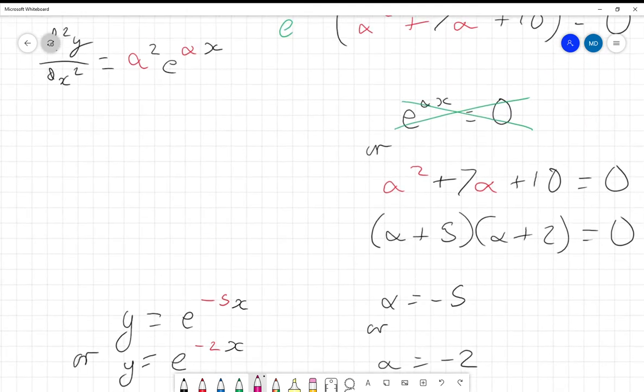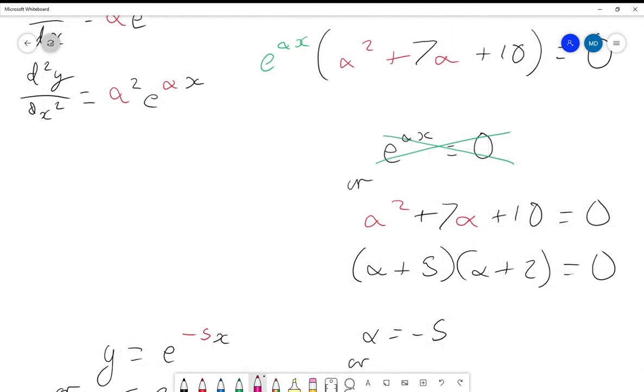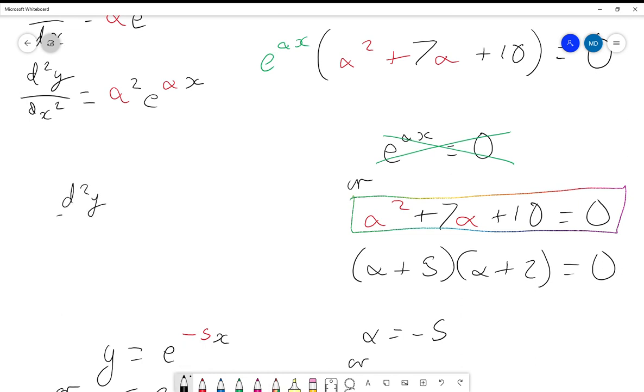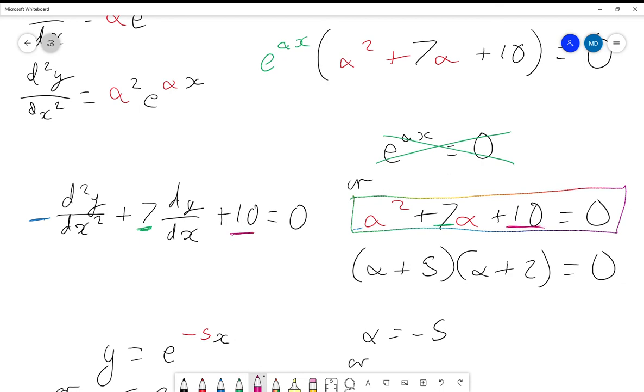Now, I want you to notice something, because we don't need to put this much work in. This here was the key equation. It's called the auxiliary equation. And why is it so key? Well, it's key because we started with d2y by dx squared plus 7 lots of dy by dx plus 10y equals 0. And notice how the coefficients match up exactly. And this will always be the case.